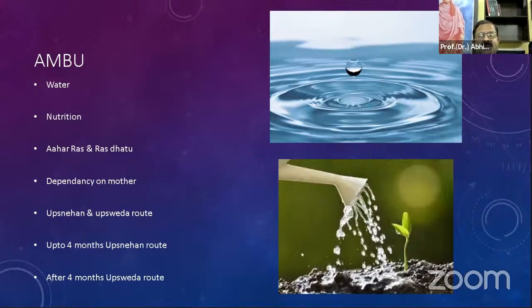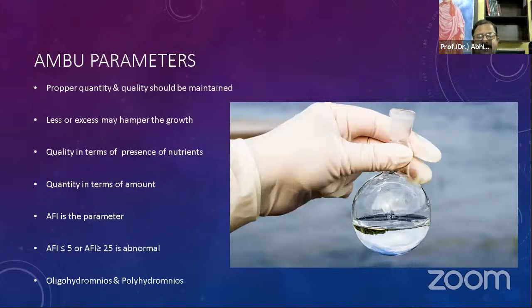And if we are measuring the quantity, because we are comparing here ambu with the amniotic fluid, a proper amount of amniotic fluid should be there. If the amniotic fluid is less, again it is problematic, and if it is more, again it is a problem. Okay, so I will tell you about the parameters. Now amniotic fluid, again it is measured in quantity and quality. Okay, so less or excess may hamper the growth.